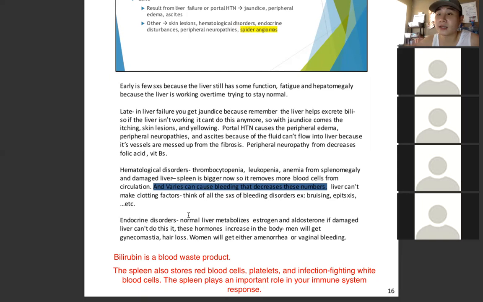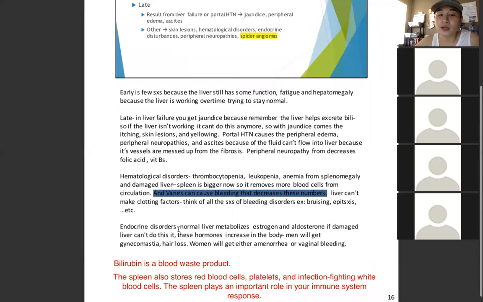Endocrine disorder, normal liver metabolism. So endocrine disorder includes, normally the liver metabolizes estrogen and aldosterone. So if the liver is damaged, it can't metabolize these two hormones anymore. And when these two hormones are not being metabolized, they accumulate inside our body. They're not getting excreted out. So if a patient is a male patient, they will get gynecomastia, meaning a bigger chest, more fatty tissues in their breasts. And hair loss. Women will get either amenorrhea, meaning no menstrual cycle, or vaginal bleeding.